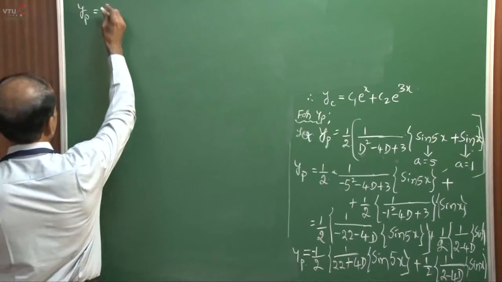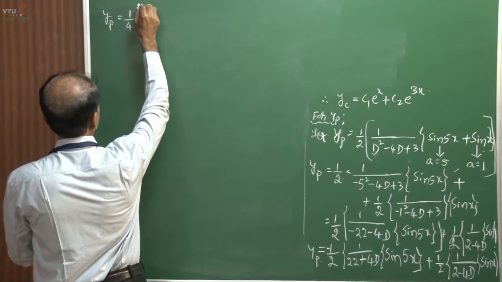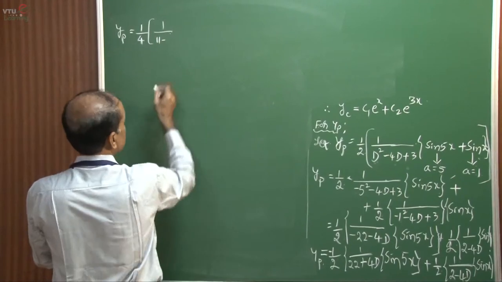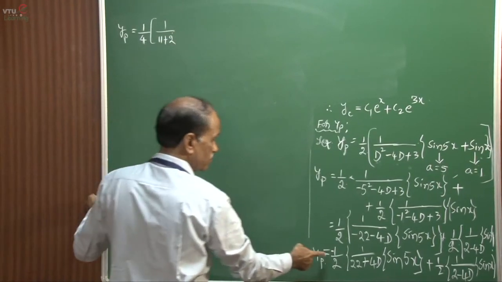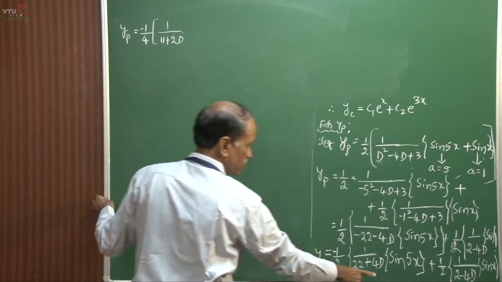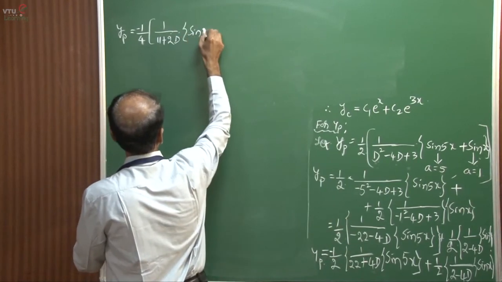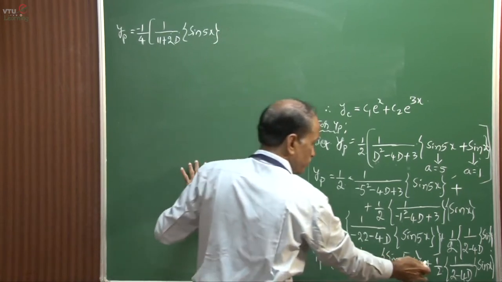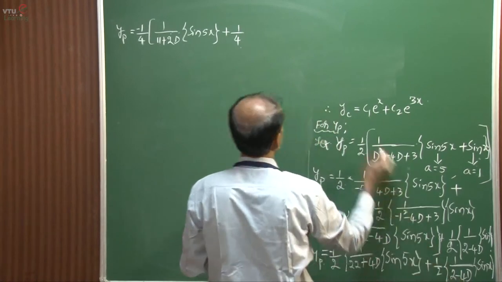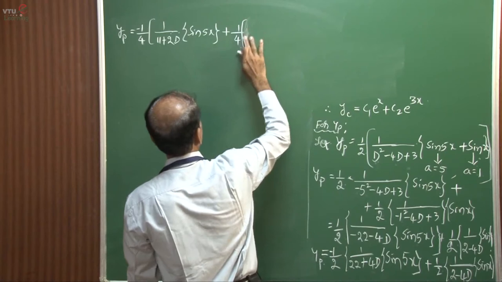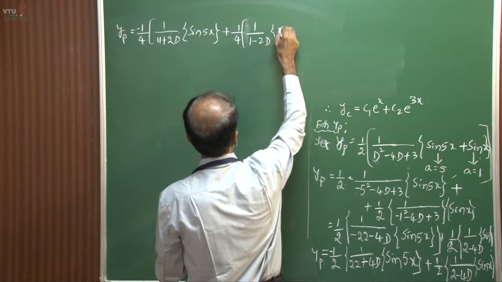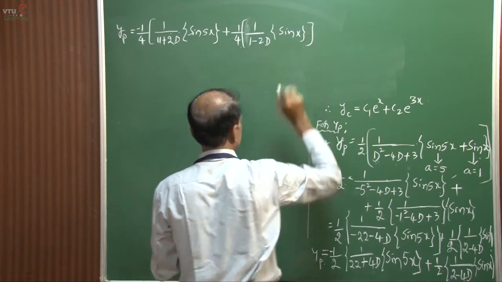I will write the simplified form, should be 1 by 4 multiplied by 1 divided by, if you take 2 outside, 11 and minus, plus of it is 2, along with the minus sign, there is a minus sign, 11 plus 2D, this one in place of 4D, operating on sine of 5x, right, and plus of 1 by 4, there also I am taking 2 as a common factor, then this must be 1 divided by, should be 1 minus 2D, operating on sine x, and then close the bracket.